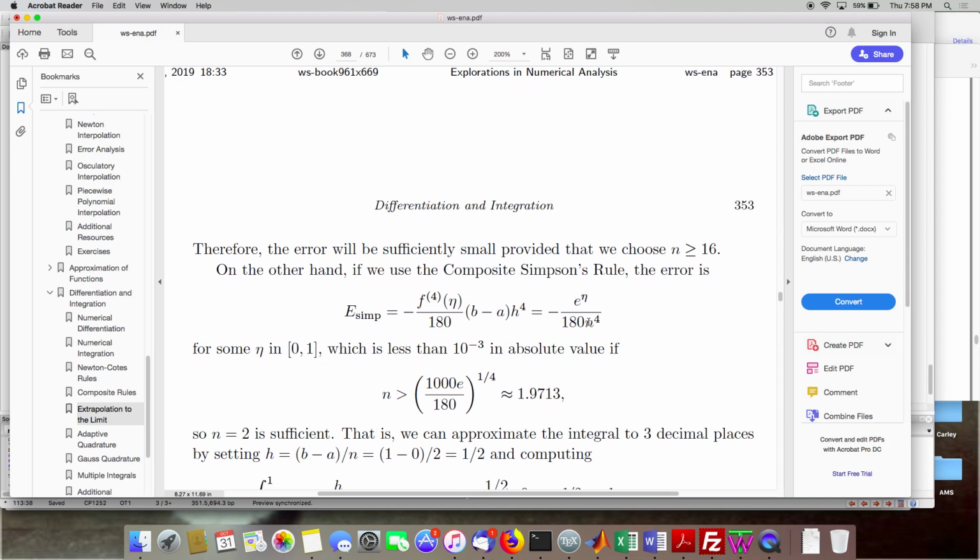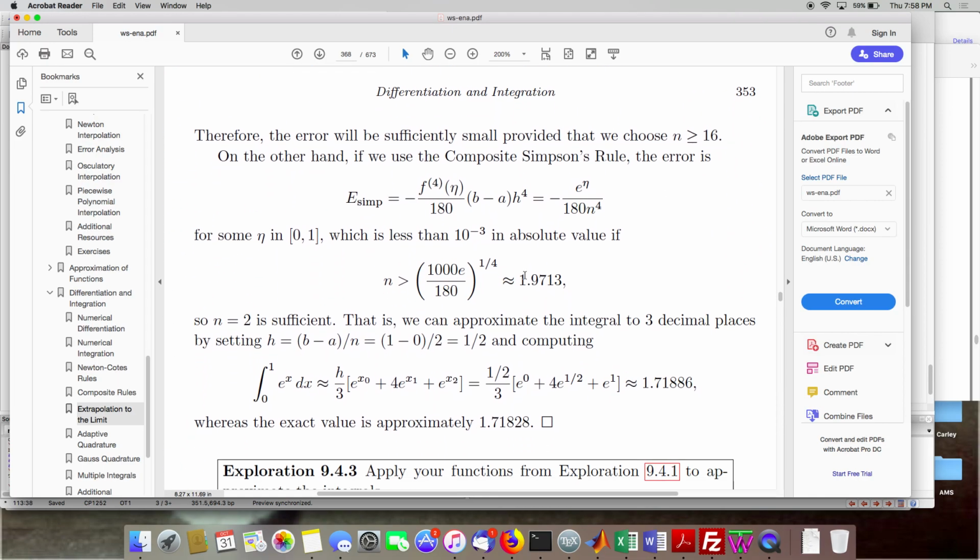I do the same thing in Simpson's rule for the same integral. So now I have n to the fourth in the denominator because I have (b minus a) h to the fourth. Working it out the same way, I get this result, that n must be at least 2. But that's just the basic Simpson's rule. And that gives you an idea of how accurate Simpson's rule is, in a lot of cases, not necessarily all cases, compared to the other ones, because it's fourth order accurate versus second order accurate.